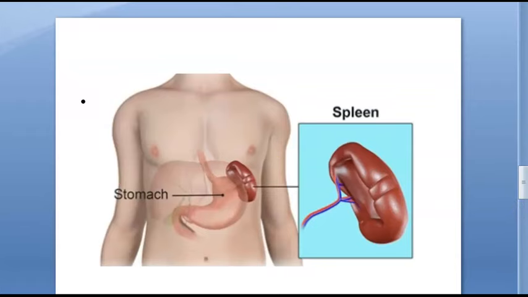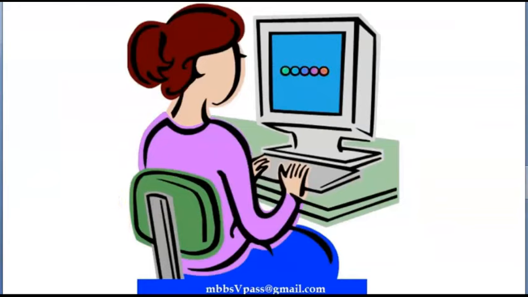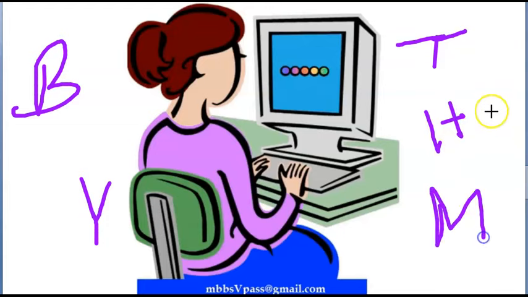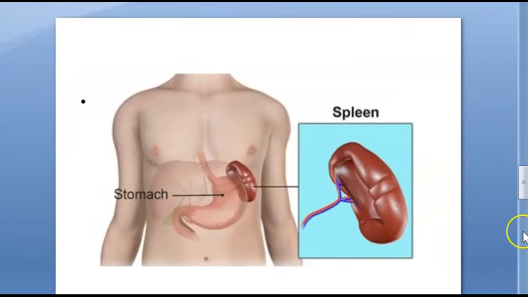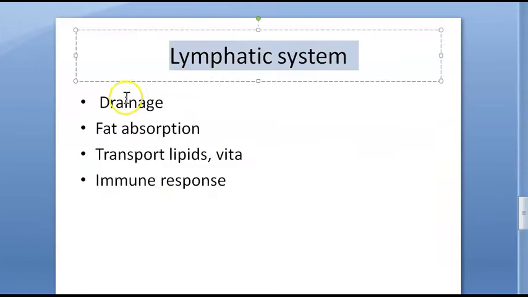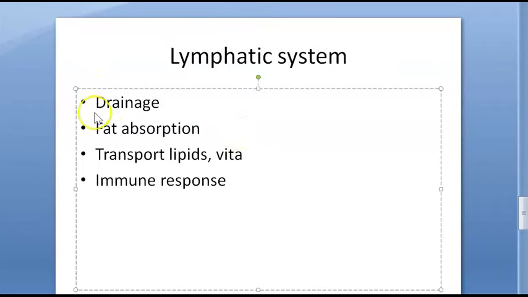You have the B lymphocytes which will give the plasma cells which will make the antibodies. You have the T lymphocytes which will give you cell mediated immunity. You will have helper T cells, you will have memory cells, you have CD4 cells which are actually attacked in HIV. The count of CD4 becomes less. That's why those people's immunity will reduce, and hence they will go into AIDS, that is acquired immunodeficiency syndrome. So what does the lymphatic system help in? It will help in drainage, fat absorption, transport of vitamins and lipids, and immune response also.